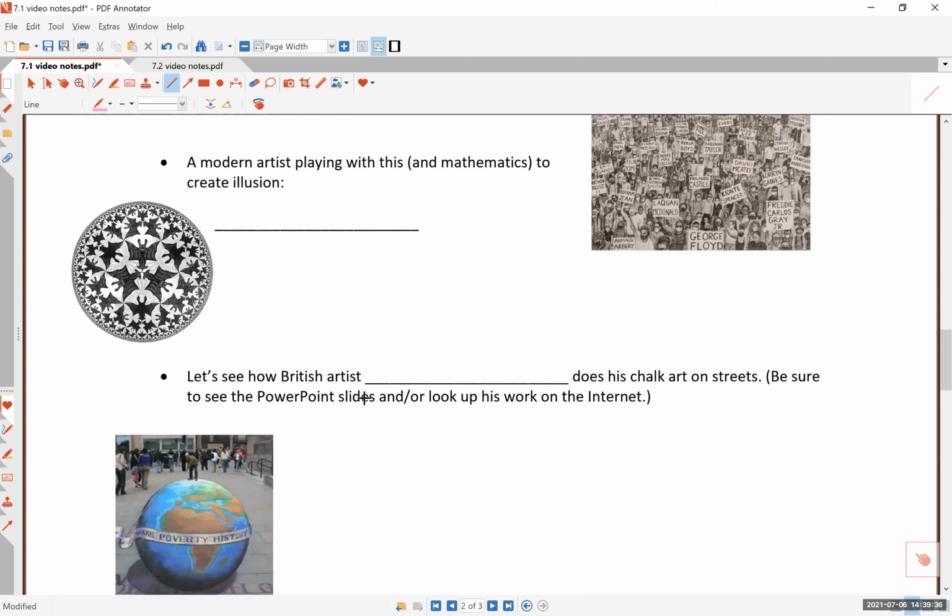All right, we'll talk about Escher and the British artist Julian Beever in a moment. Let me switch my screen to show you these pictures.